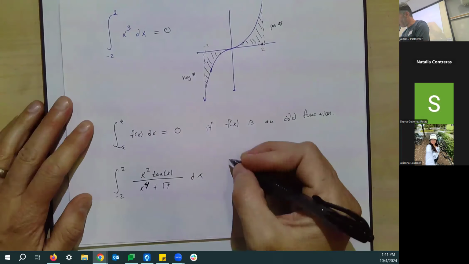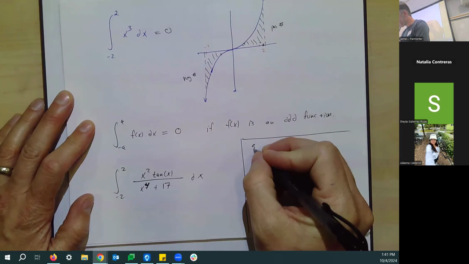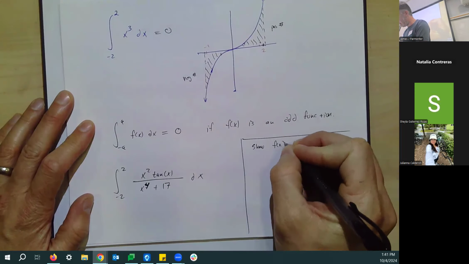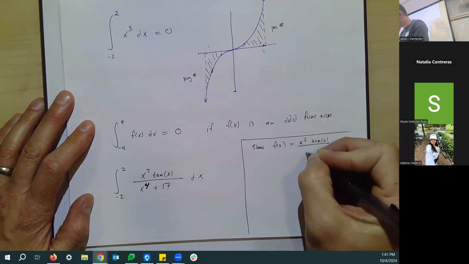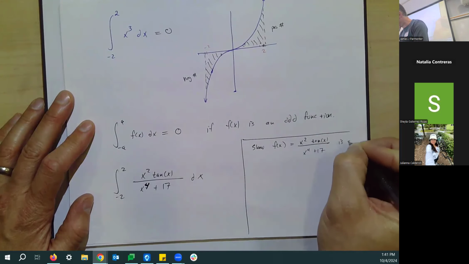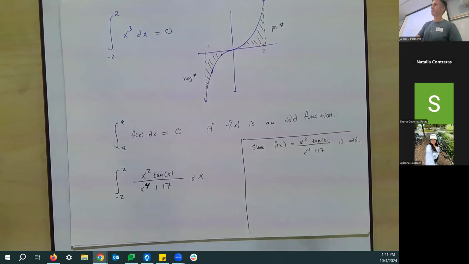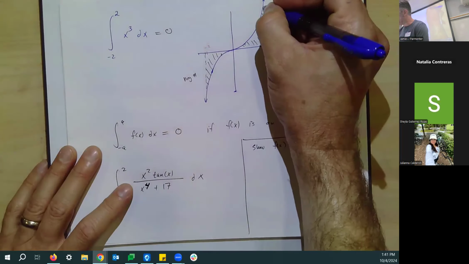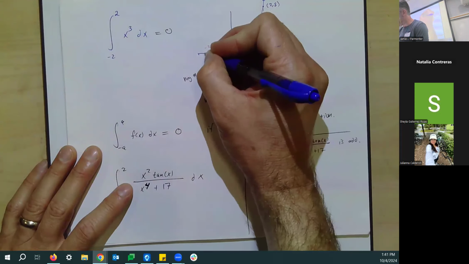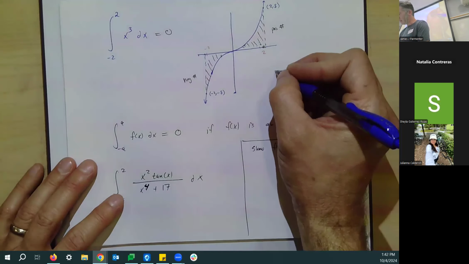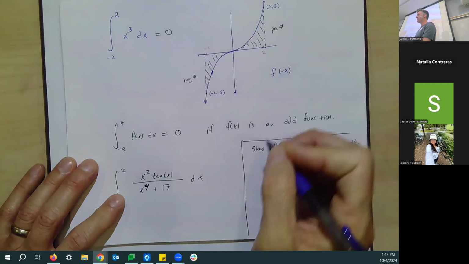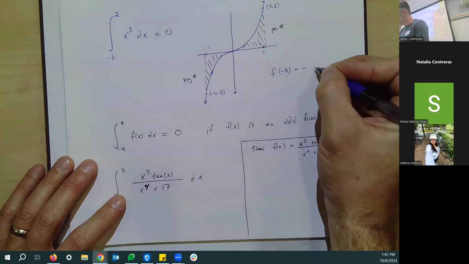So we need to show that f of x equal to that integrand x squared times tangent of x, all divided by x to the 4th plus 17, is odd. How do you show a function is odd? Good question. So here's the way you should think about it. If I plug in 2, I get 8. If I plug in -2, I get -8 for this previous example. So what we're looking for is that when you plug in the negative of your original x value, you get the negative of your original y value.